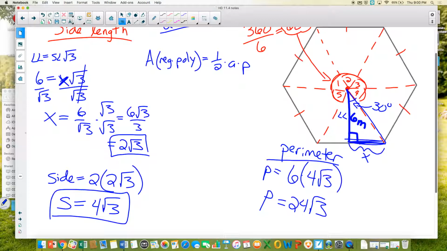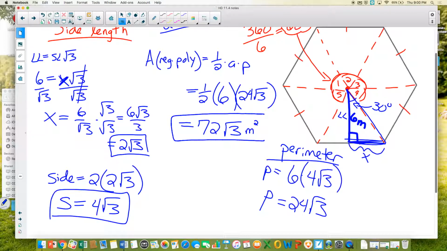So now that we know P and we know A, the area of this polygon is 1/2 times the apothem, which is 6, times the perimeter, which is 24 square root 3. 1/2 times 6 times 24 ends up being 72. So this area is 72 square root 3, and our label is meters squared. So our final area is 72 square root 3 meters squared. We also found out that the perimeter is 24 square root 3 meters.